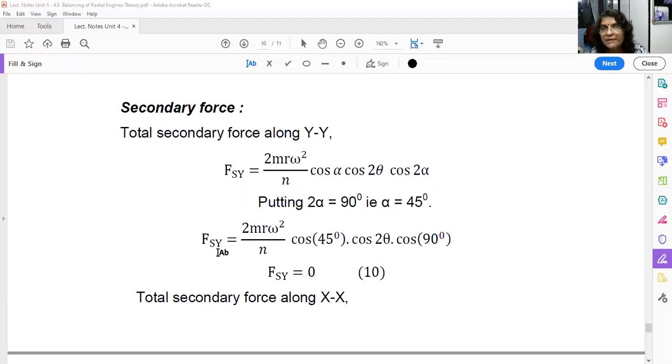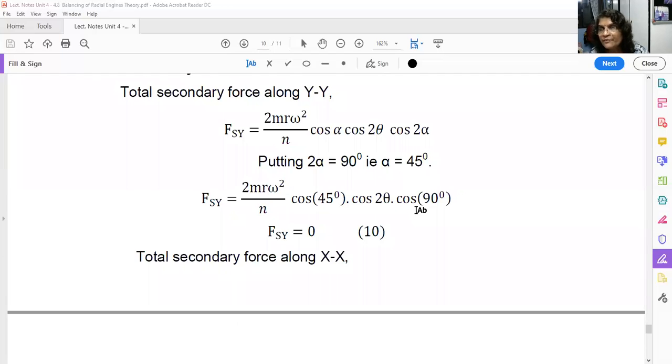So what are you getting? FSY is equal to 2 mr omega square upon n into cos alpha, meaning cos 45 degree, cos 2 alpha, meaning cos 90 degree, and cos 2 theta as it is. So what is cos 90 degree? It is 0. That's why the secondary force along the y direction is 0.